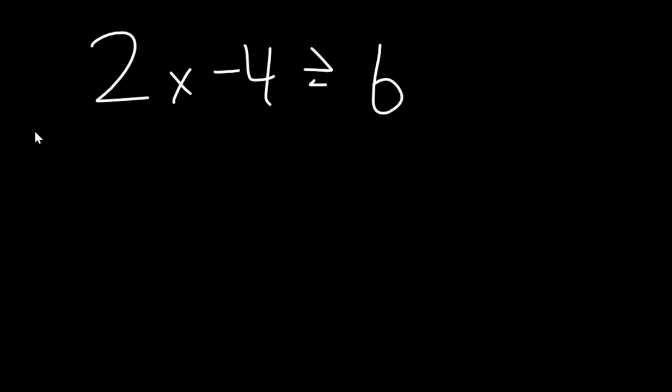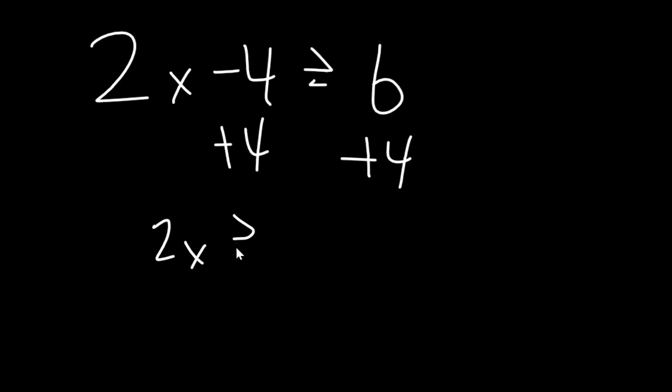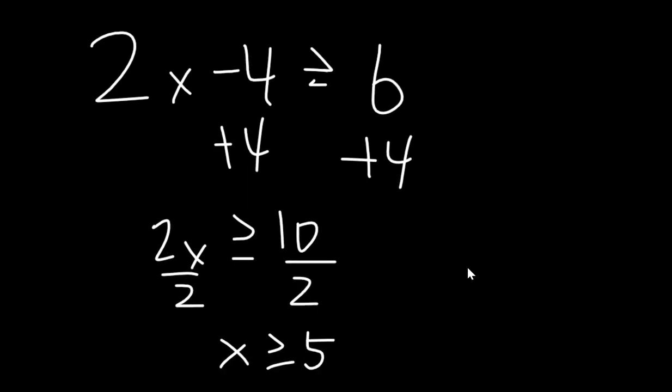So anyway, if this was our inequality, right? What we need to do is add 4 to both sides. 2x is greater than or equal to 10. Divide both sides by 2. You get x is greater than or equal to 5. Right?